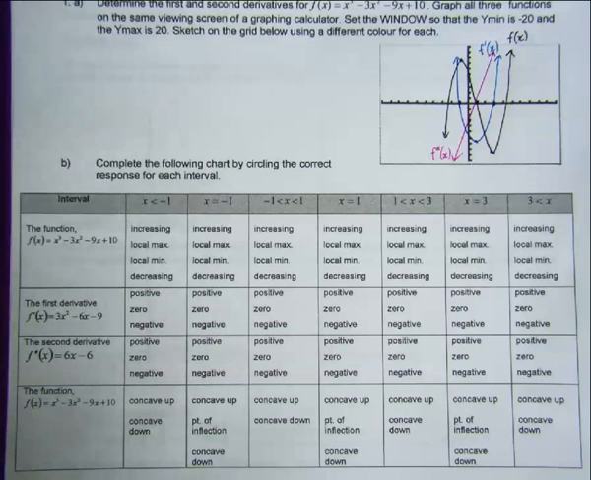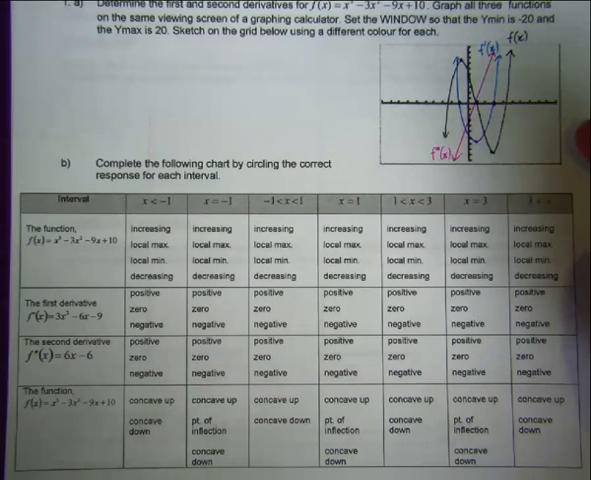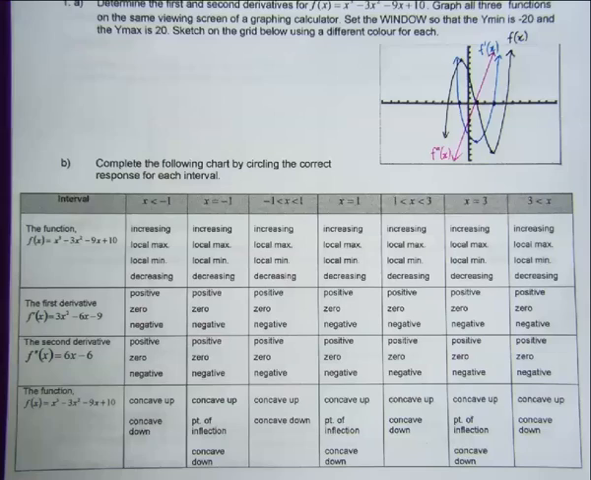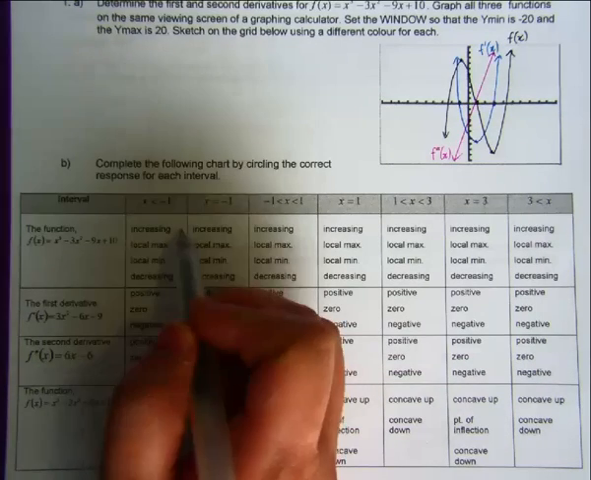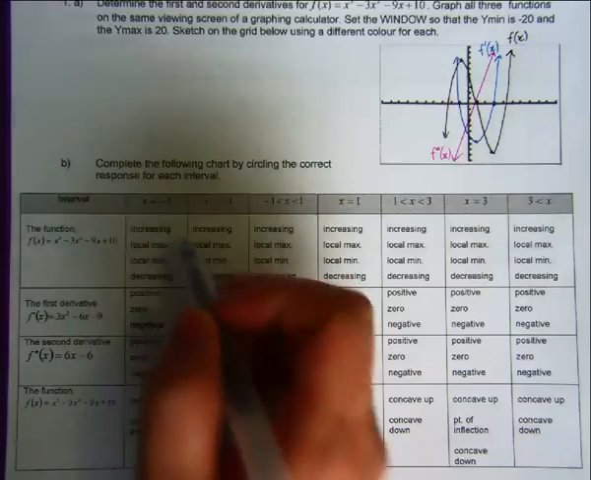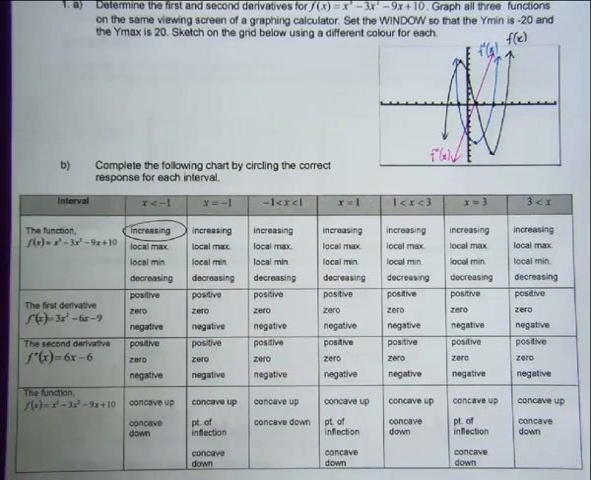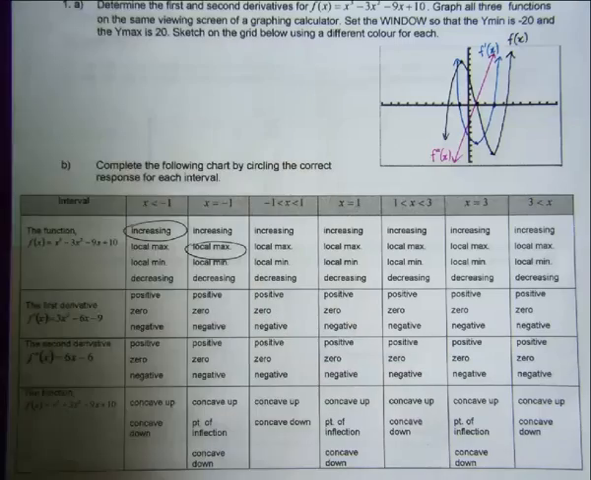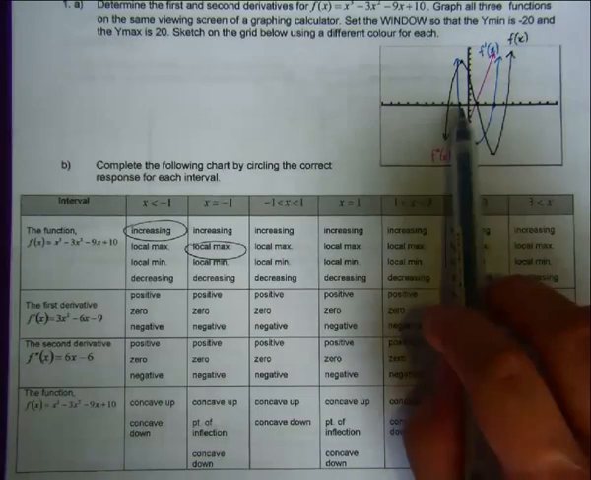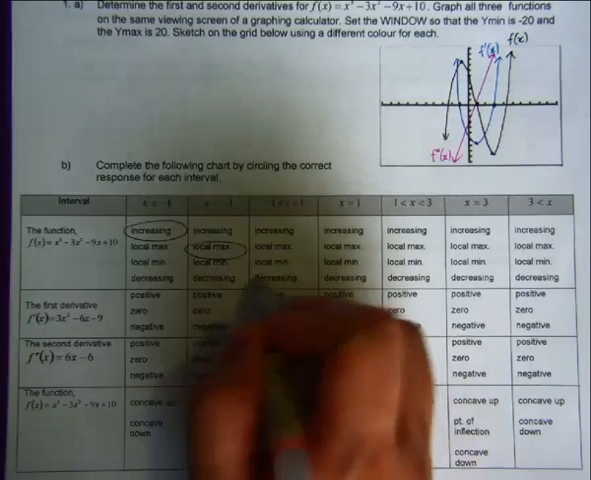So going back to the lesson page, we have the sketches of f of x, f prime, and f double prime. And again, we're going to answer some questions about each of them. So looking at the original function, f of x, when x is less than -1, we see that the function is increasing. At x equals -1, we see there's a local maximum. Between -1 and 1, the function is decreasing.